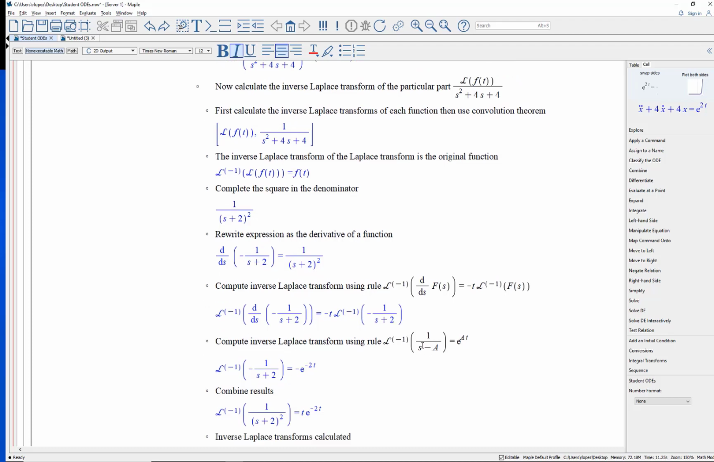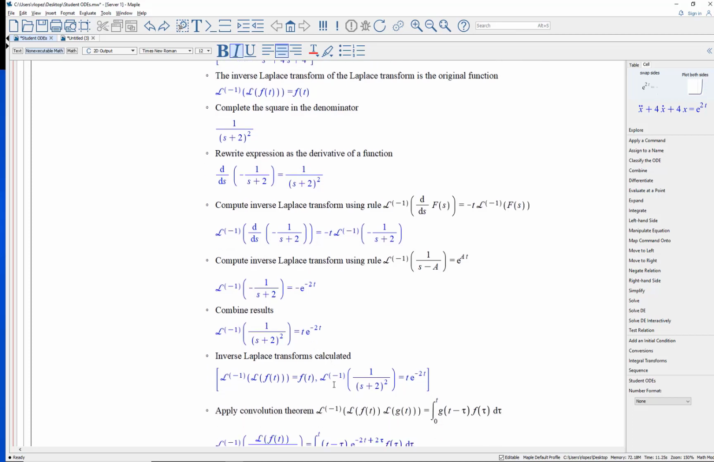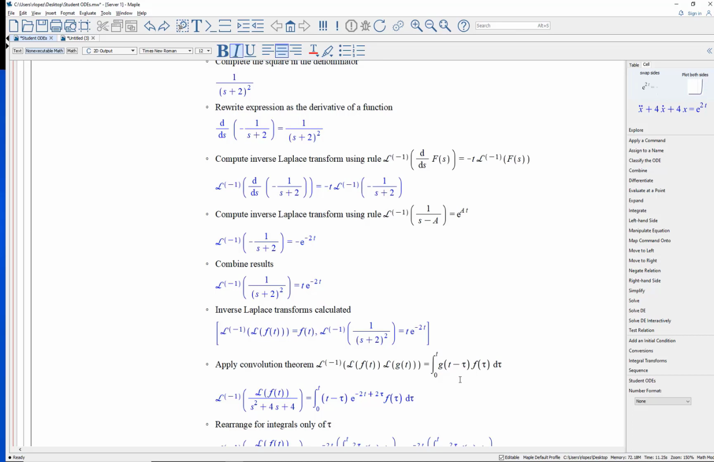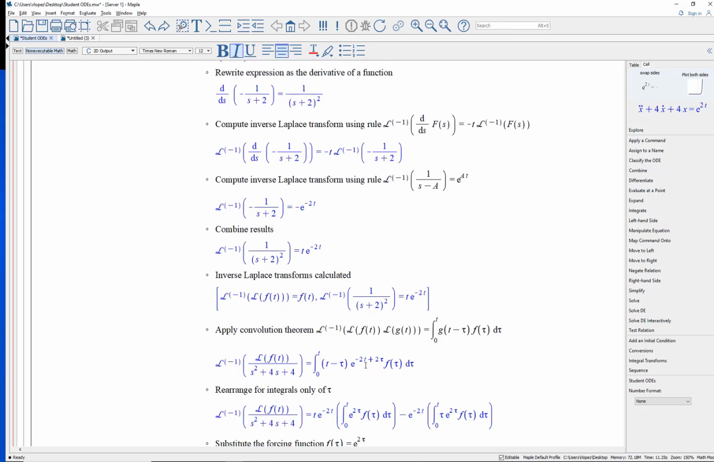It needs to get the inverse of this piece. It gets that, puts that stuff together. So it now has the inverse of 1 over (s plus 2) squared. It's this term. Now it's going to build the convolution. There you can see the convolution. It sets up the convolution integral.